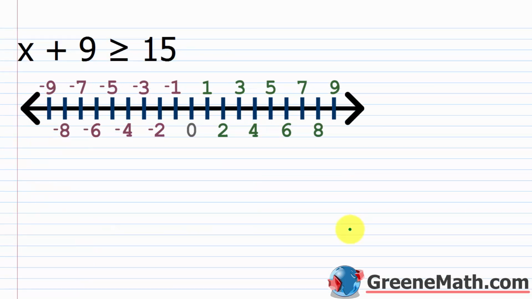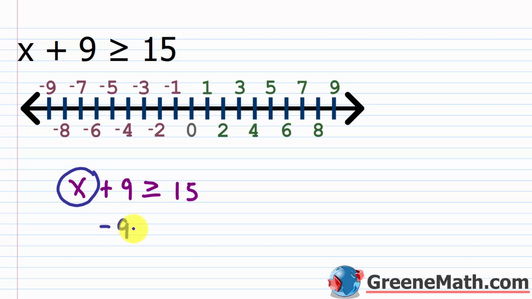All right, let's take a look at another one. So we have x plus 9 is greater than or equal to 15. So again, I want to get x by itself. I always want to isolate x on one side of the inequality. So to do that, I can just subtract 9 away from each side of the inequality. And this guy right here is going to cancel. I'll have x is greater than or equal to 15 minus 9 is 6.